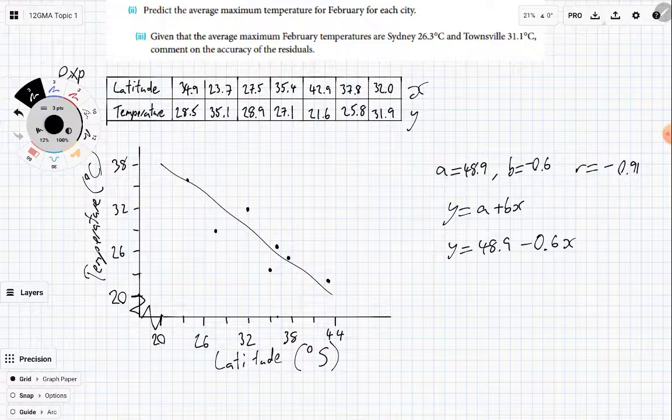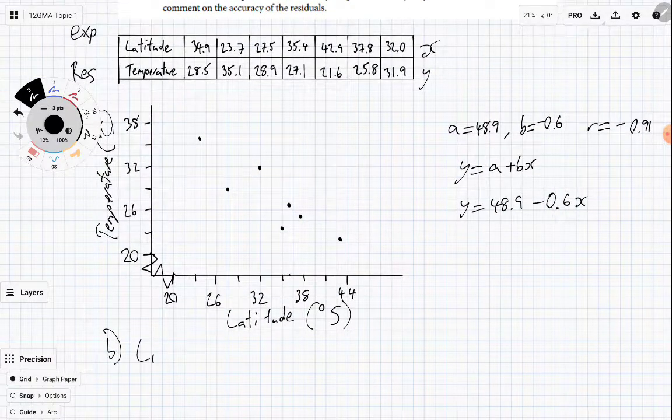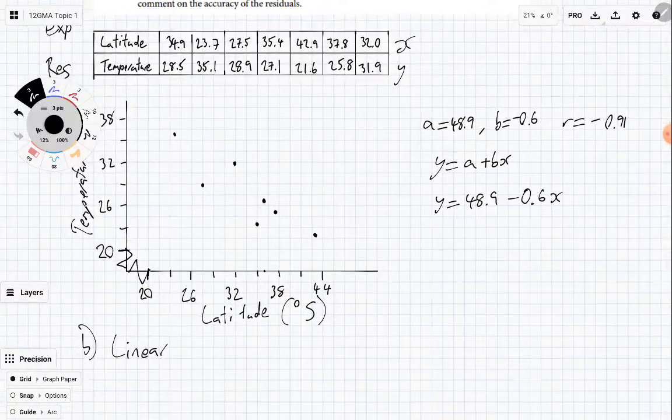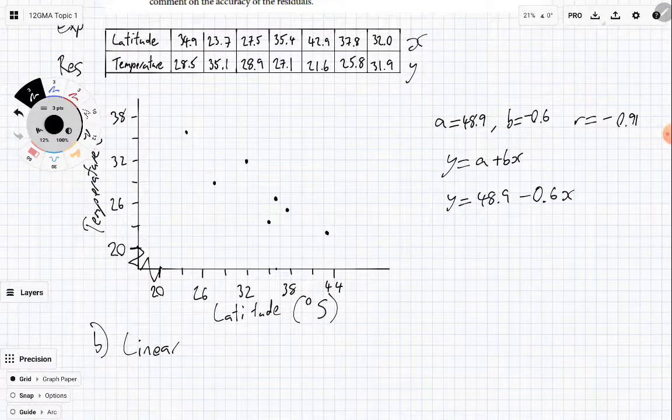You could obviously check this further by doing a residual plot, but even a line of best fit by eye, you can pretty well see that in terms of linearity, it is going to be linear. And the other part was to do with strength. Well, the strength's quite easy to work out because we know that it is strong based on the R value from up here. It's 0.91, which is strong.